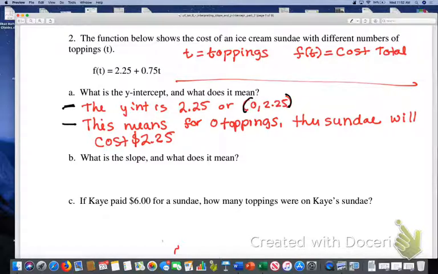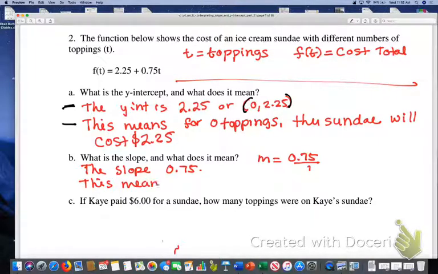Okay, Annabella. The slope is 75 cents. No units. 0.75. This means, turn that into a fraction. What fraction is that? In this case, you can use the decimal, right? Just put it over 1. This means what? For every one topping you get, it costs 75 cents. Okay, for each topping. It adds 75 cents. Right, yeah.